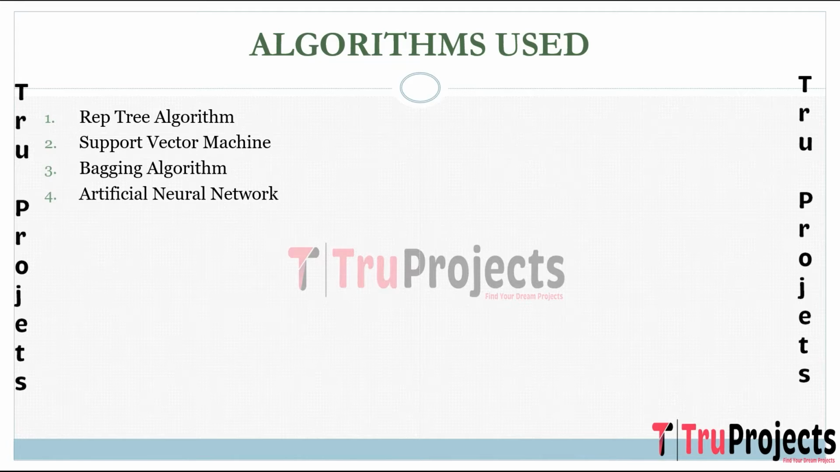ANN is employed for its capability to capture intricate patterns in healthcare data, providing a powerful tool for predicting cardiovascular disease based on a diverse set of input features.